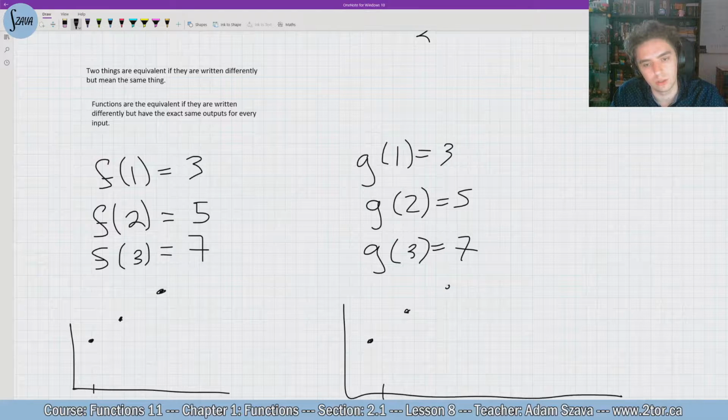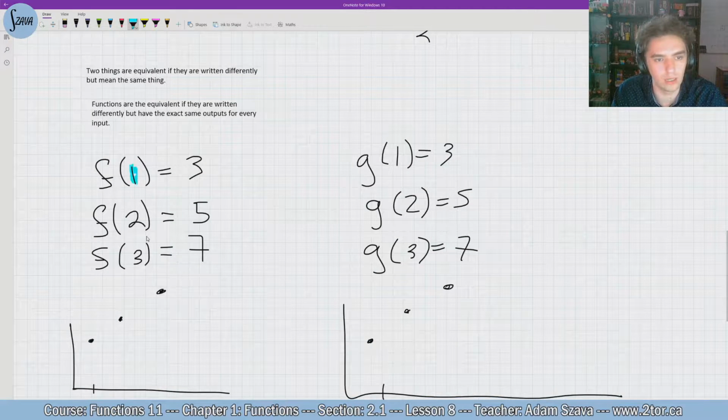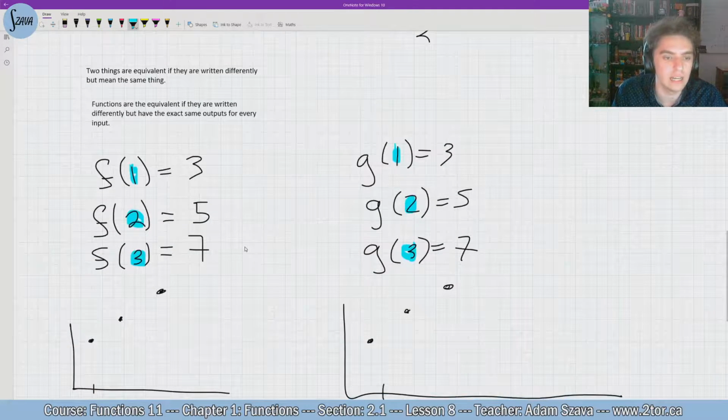Right? So if they have the same outputs for every input, right? So for these inputs, input of 1, they both have an output of 3. Input of 2, they both have an output of 5. Input of 3, they both have an output of 7. So far they are equivalent.